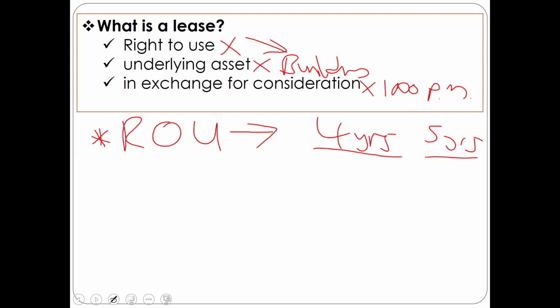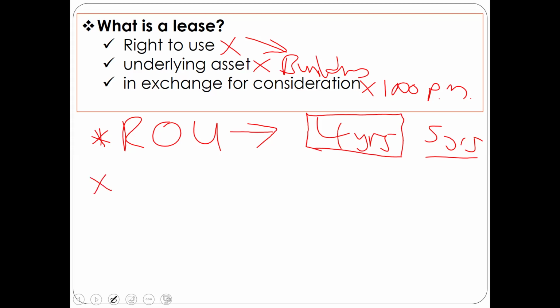So we are basically treating this the same way that we would ordinarily treat a purchase of an asset, right? So I have the right to use an asset. So I'm going to recognize an asset in my statement of financial position, and then use the lease period of 4 years as the useful life of the asset.